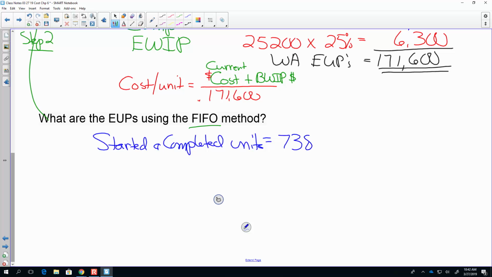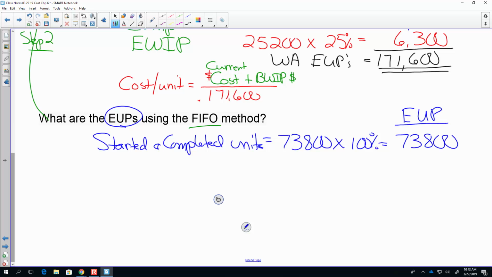What percent? 100%. 100%, because I want to figure out the EUPs. That's when we multiply by a percent. My EUP then is the same number, obviously. 73.8. So this is the FIFO method. Next.